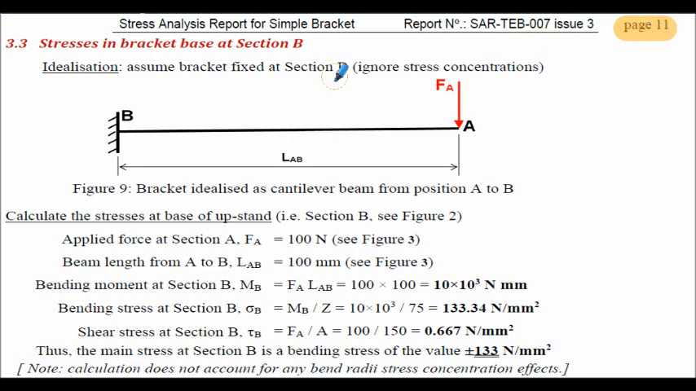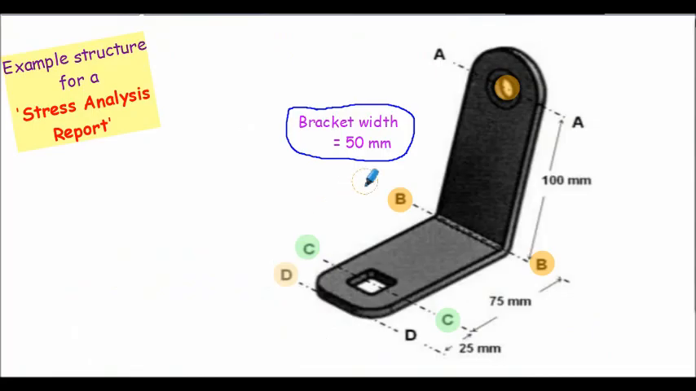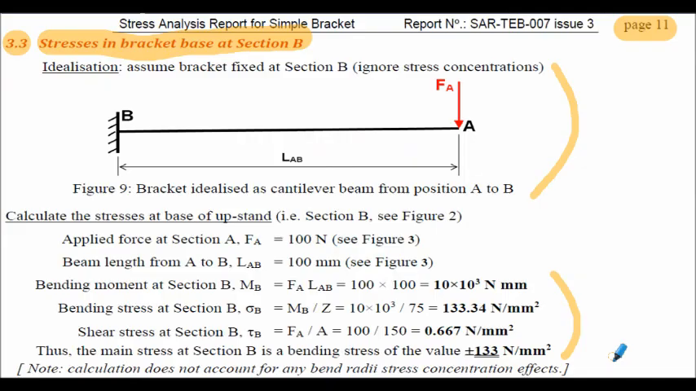Page 11 of the report, subsection 3.3, stresses in the bracket base at section B. This is our cantilever beam idealization. Here the stress calculations would be through section BB shown here.